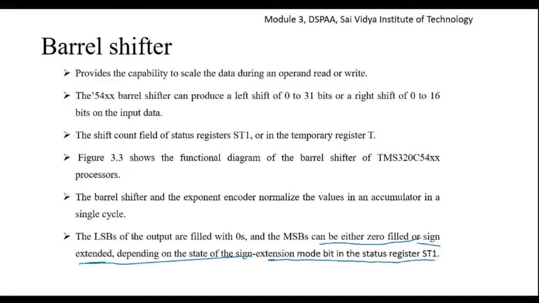I can load the least significant bit easily with zeros, because if I load the fractional bits 0.00000, if any further bit is there, then it is a problem. Otherwise, accuracy we may not get. But sometimes when shifting, what we do here is the LSBs of the output fields are filled with zeros, and the most significant bits are either filled with zeros or with the sign extension. So we can extend the MSB bit itself. If MSB bit is 1 means we'll extend that 11111 only. So that depending on the state of the sign extension mode bit in the status register ST1.